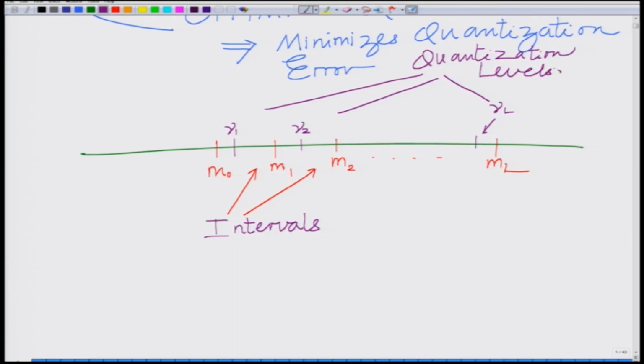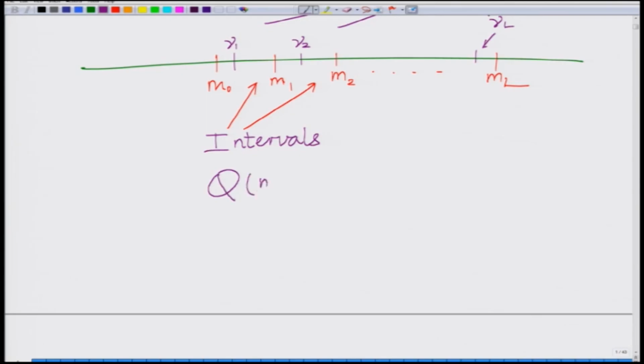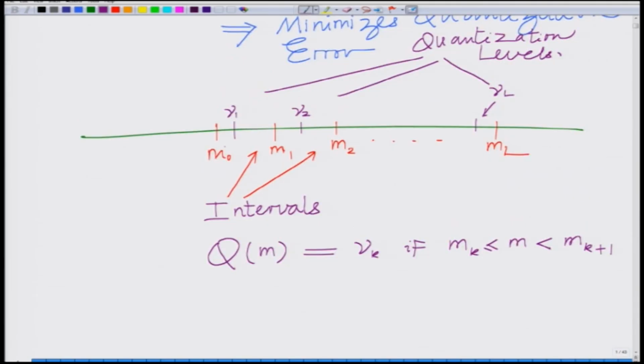From the quantization intervals and the quantization levels, one can determine the quantizer, because remember the quantizer is: if the sample m lies between mk and mk plus 1, then the output is equal to nu k if mk is less than or equal to m less than mk plus 1. So, intervals and quantization levels determine the quantizer. To determine a better, improved quantizer, we have to optimally choose the quantization intervals and the quantization levels which minimize the quantization error.